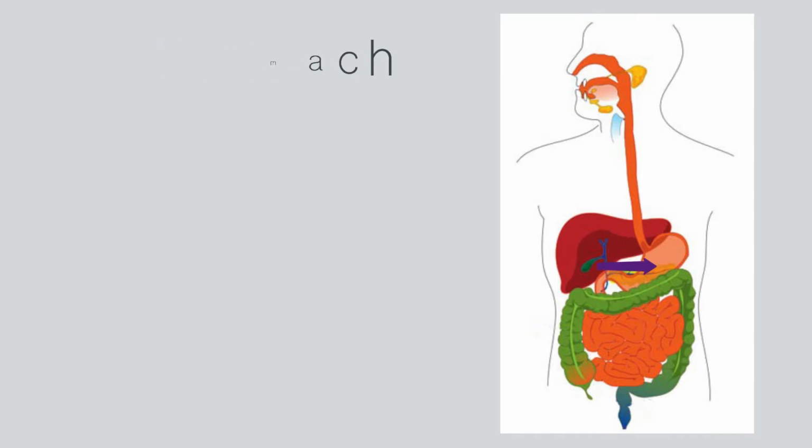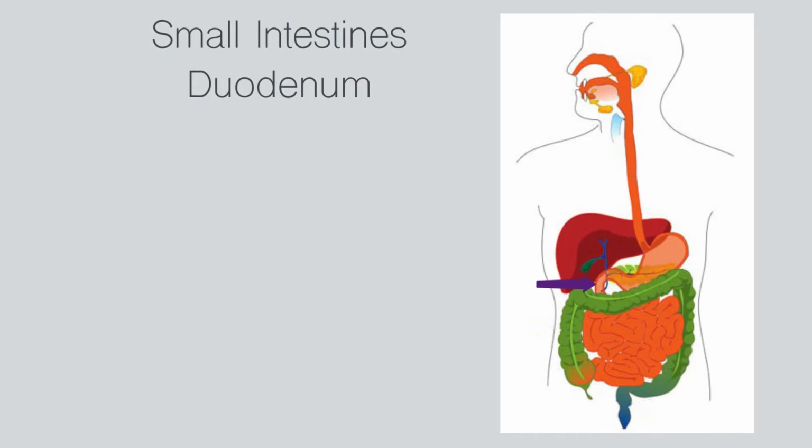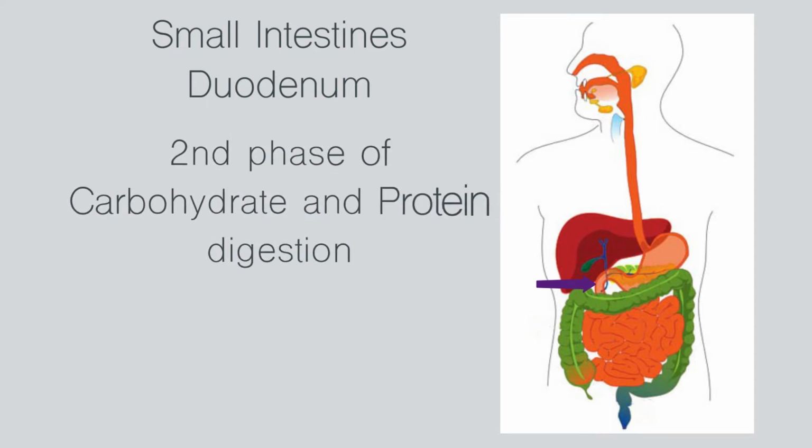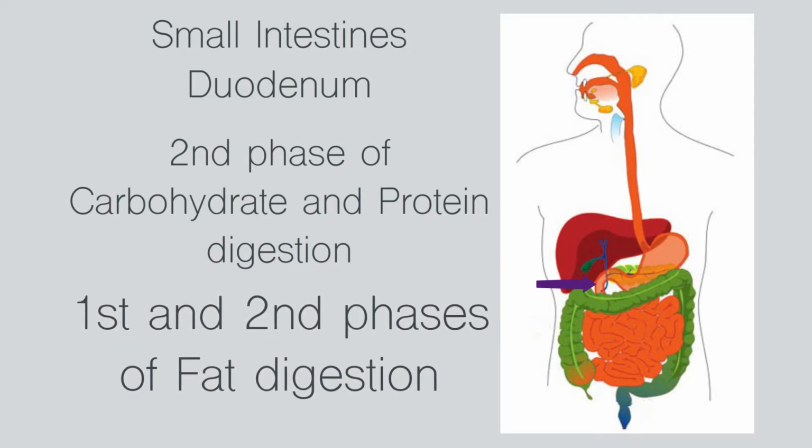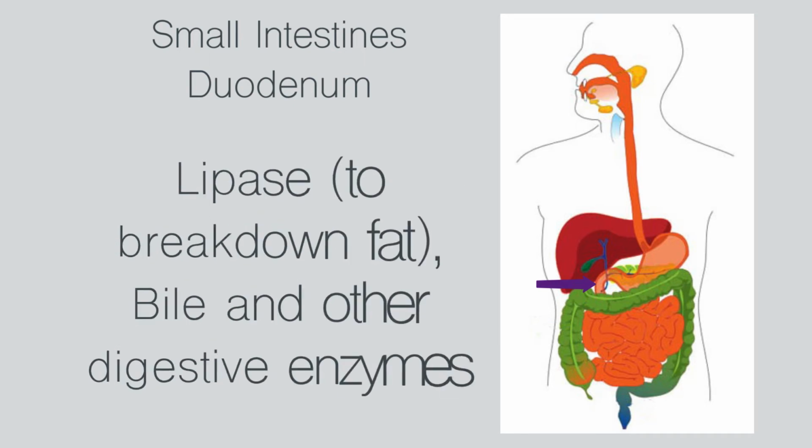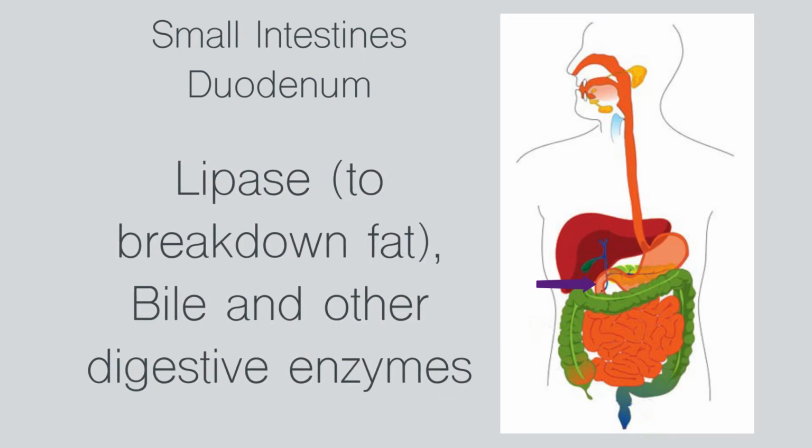After exiting the stomach, it now enters the first part of the small intestines called the duodenum. This is where the second phase of digestion for carbohydrates and proteins occur, and also both the first and second phases of fat digestion. This digestive process receives some help from enzymes from the pancreas, one of them being lipase to help digest fat, and we also receive bile from the liver.